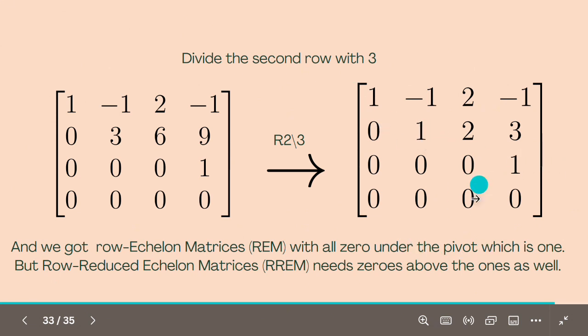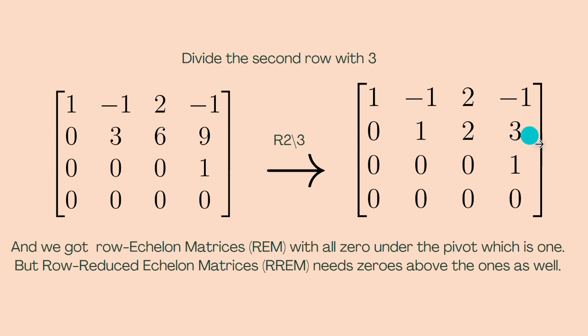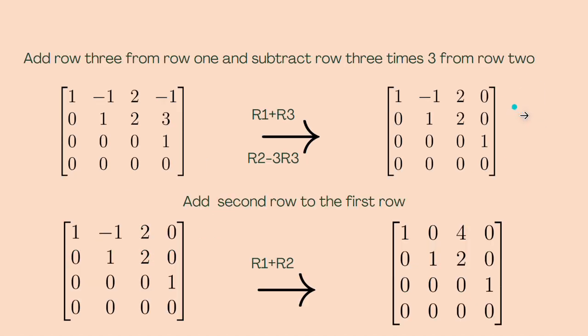This is the pivot. But a row reduced echelon matrix needs zeros above the ones as well. So we need to change this -1 and this 3 and -1 into zeros. So what can we do? Okay, add row 3 to row 1. So this row 1 we add with row 3. So 1 plus -1, so we got 0. So now we got 0 for row 1.